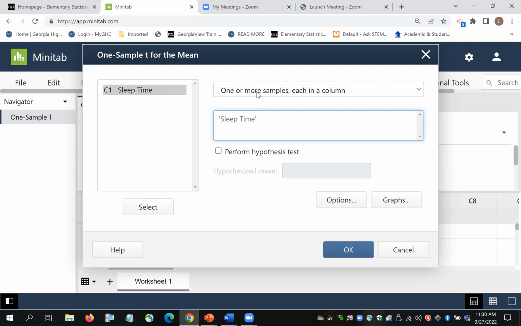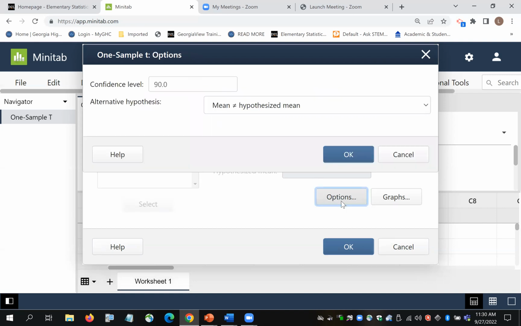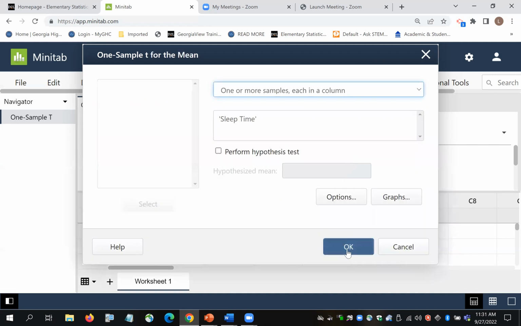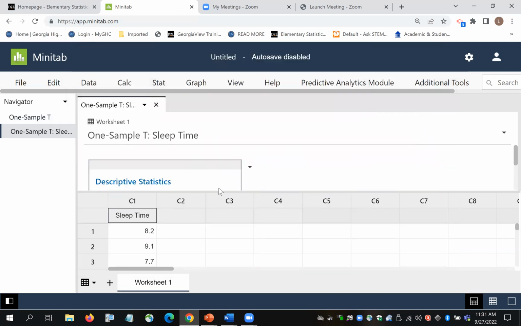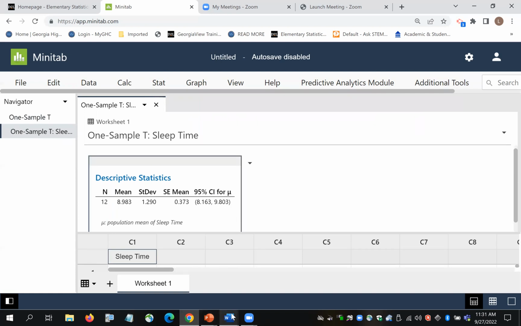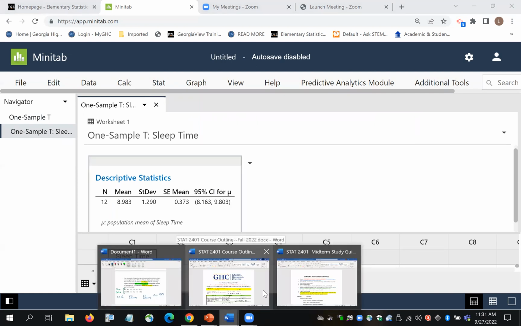So I choose the variable that's in the column. I still have to go to Options to indicate what confidence level I want, which in this case is 95. And my alternative hypothesis should always be not equal. And I click OK. And again, the results appear in the top half of the screen. I'm going to copy it and take it over here to my paper.